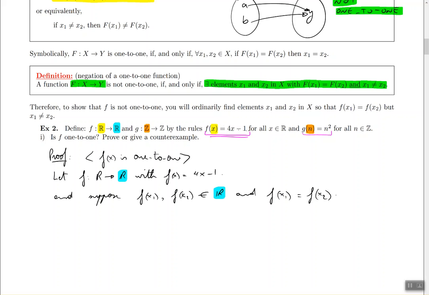Well, the function f of x takes your number and multiplies it by 4 and subtracts 1. So that's the same. It's true for x1. What about f of x2? Again, the function f does the same thing to x2. So the same comes out for x2.